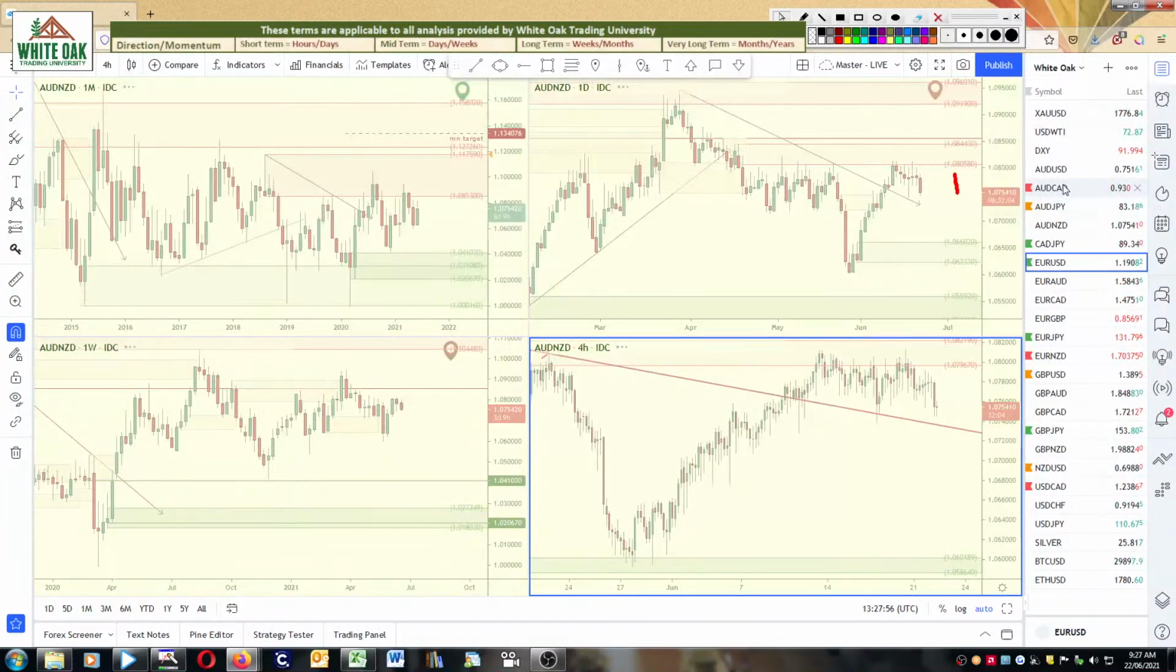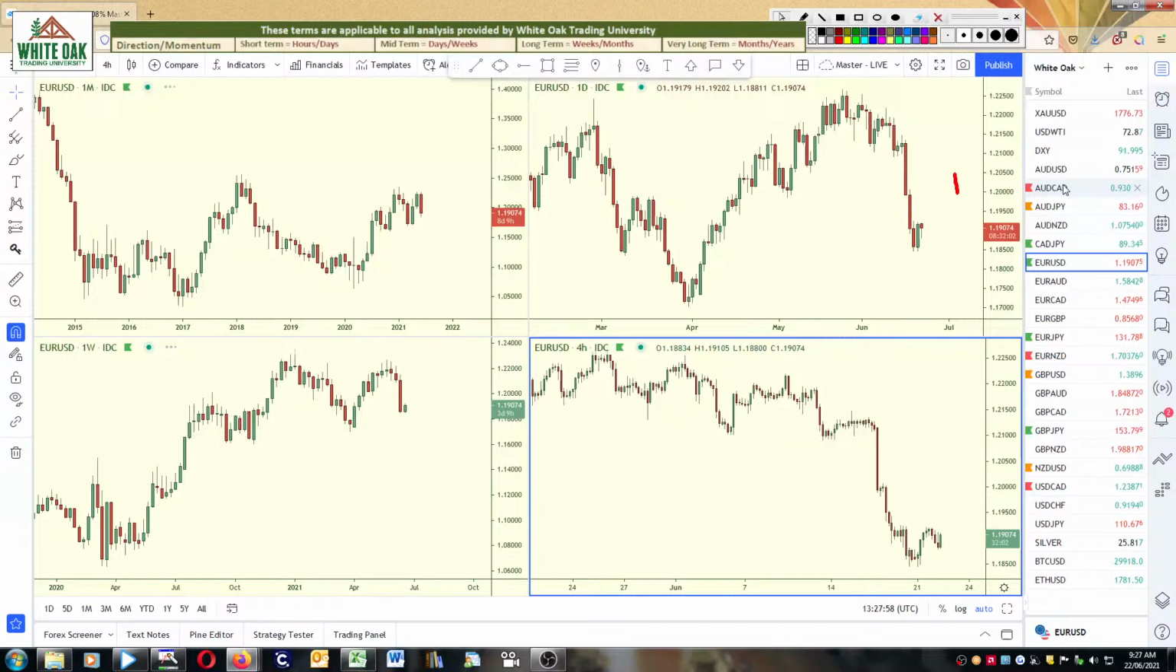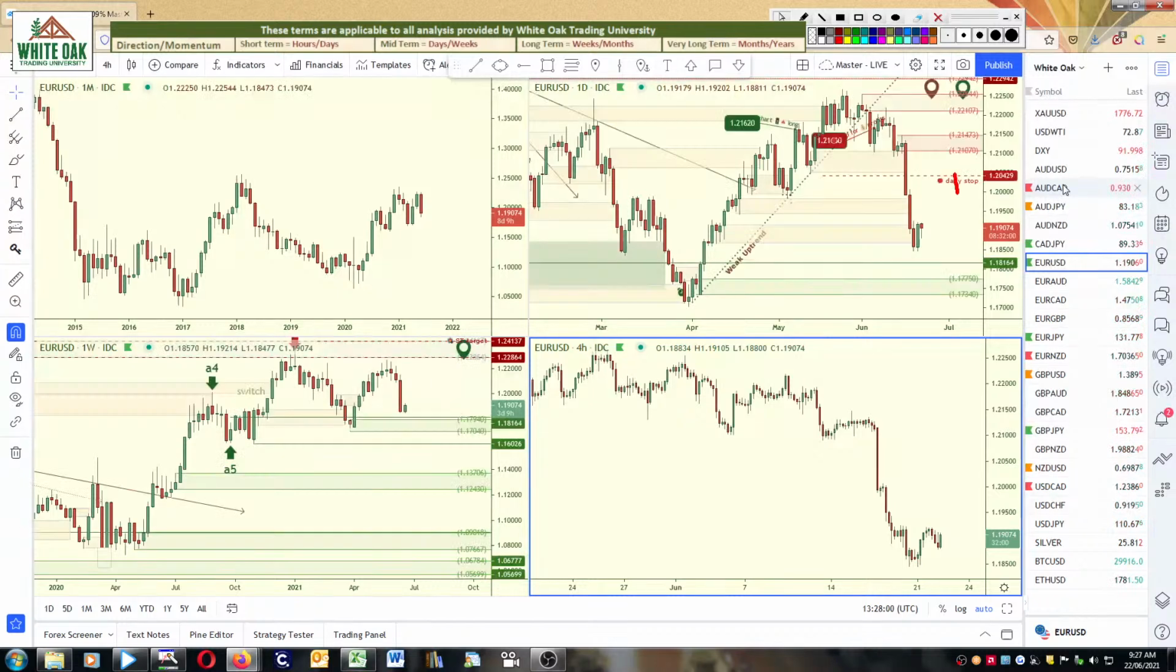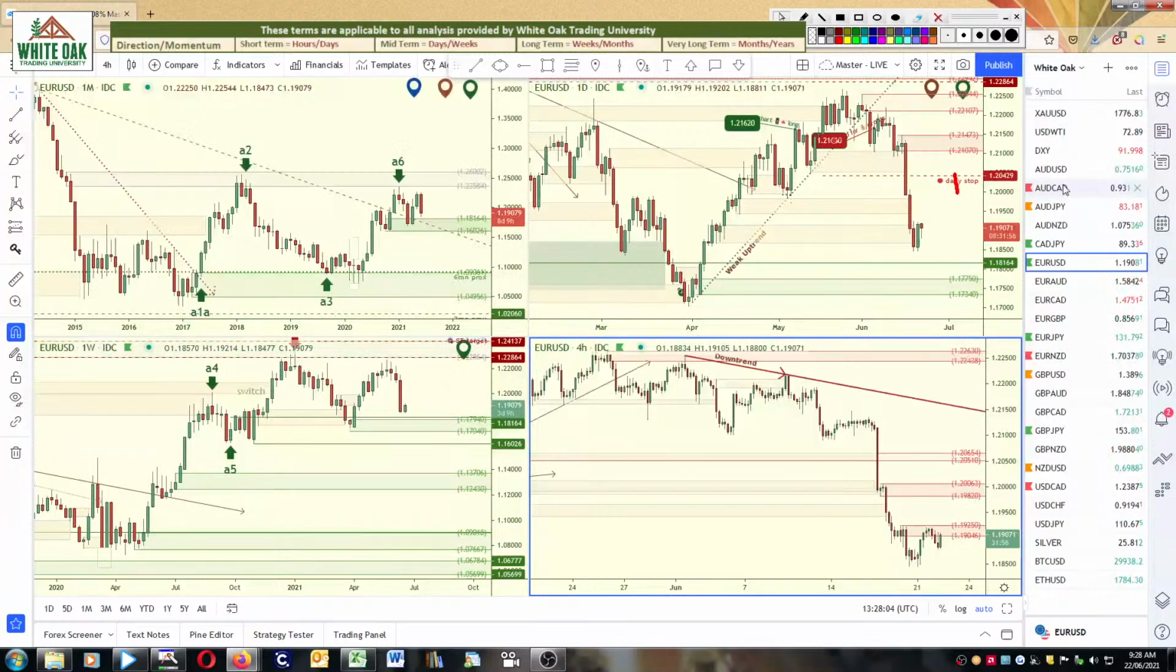So let's go over to the Euro US dollar. The Euro US dollar is sitting in an area where we can potentially see more of a drop in price. So this may not be it. It depends. If we start seeing supply areas, the institutional supply zones, being removed, then we know that the banks are interested in taking price higher. But we're not seeing that right now.